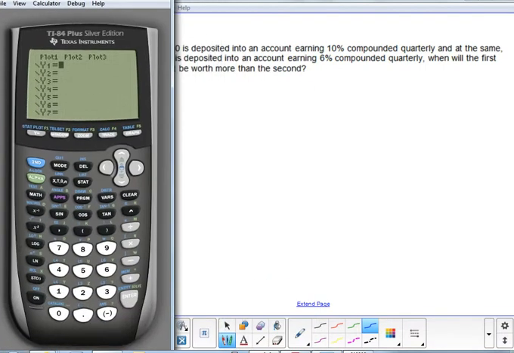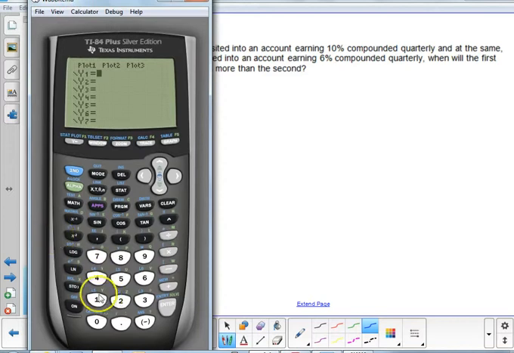So we have $4,000, 10% quarterly. So 4,000 times 1 plus 10% is 0.1, quarterly is 4, and then up in the exponent, that 4 shows up again, but this is the weird part. We don't know the time, so we're going to leave that as a variable.